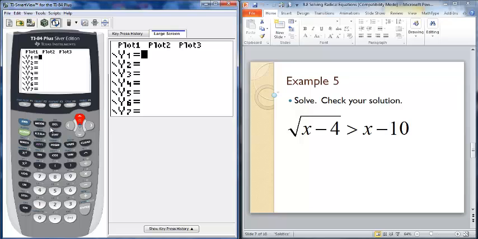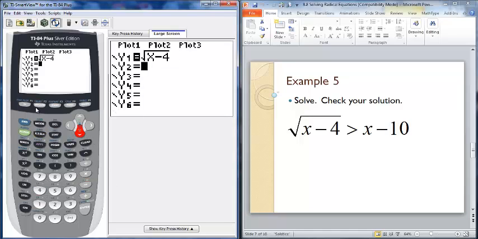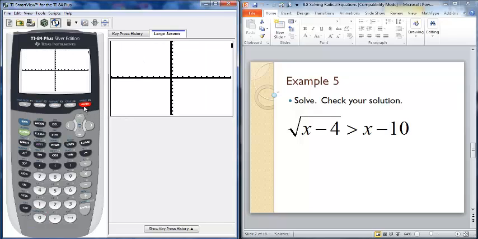So if we go ahead and take the square root, second x squared of x minus 4, and then we're going to graph x minus 10. And then we're going to go ahead and graph this. And we'll see our radical function here. And notice it's far off to the right of the window.